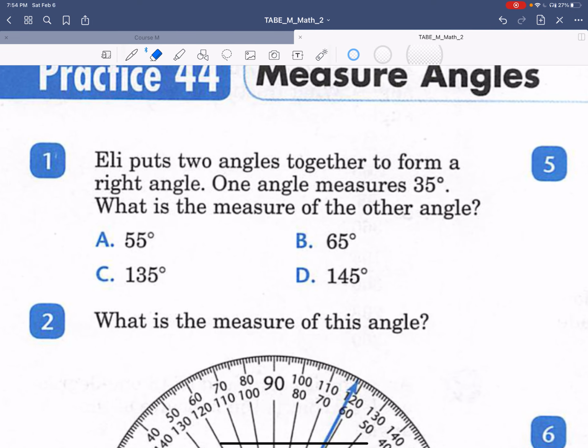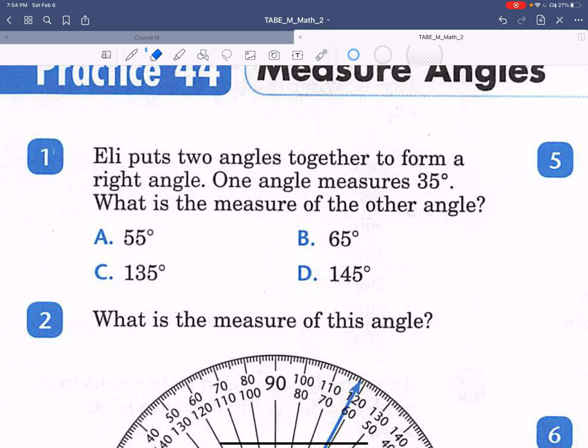Number 1, Eli puts two angles together to form a right angle. One angle measures 35 degrees. What is the measure of the other angle? Well, a right angle, let's just sketch one. Looks something, let me do it straight. There we go. So we have one angle measures 35 degrees. So that's a little bit bigger than what I wanted, but it's okay. We're going to say that that is 35 degrees.